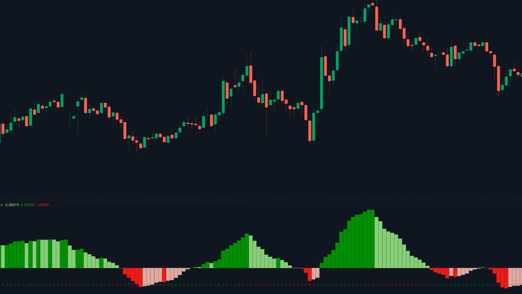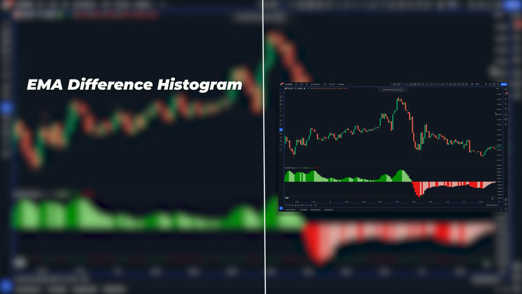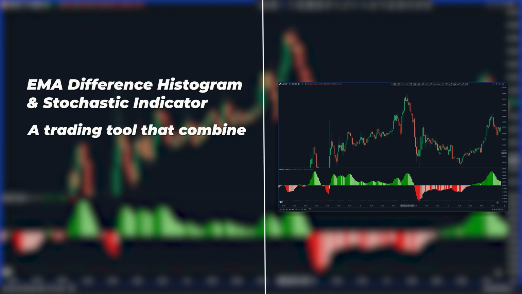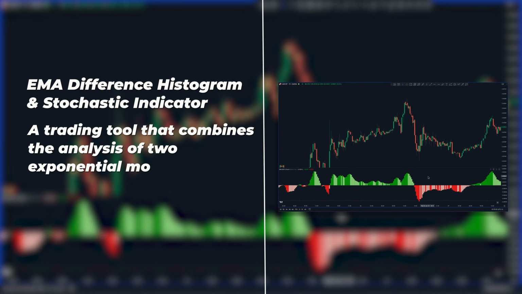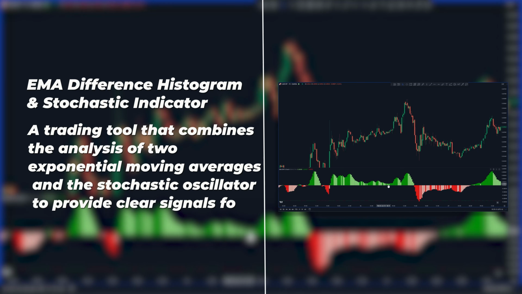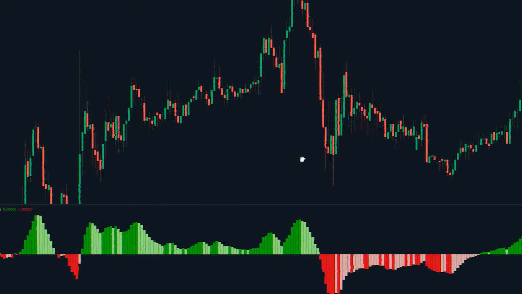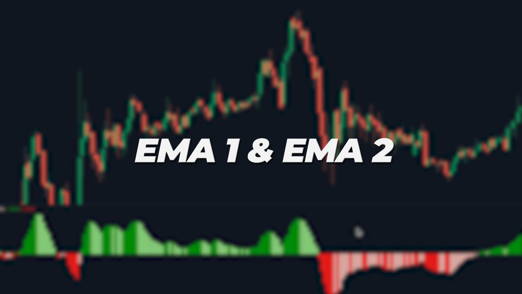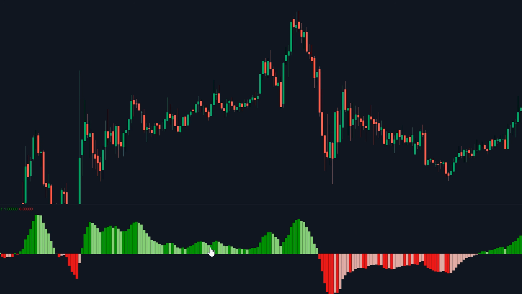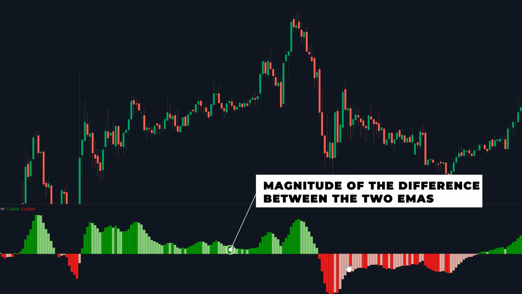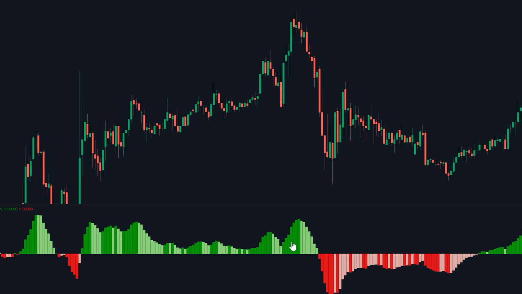So what is this indicator? Well, the EMA Difference Histogram and Stochastic Indicator, as it's called, is a trading tool that combines the analysis of 2 exponential moving averages and the stochastic oscillator to provide clear signals for entering and exiting trades. The difference between the 2 EMAs, let's call them EMA 1 and EMA 2, is calculated and then plotted as a histogram. These histogram bars represent the magnitude of the difference between the 2 EMAs. The color of the bars changes to indicate whether the difference is increasing or decreasing.